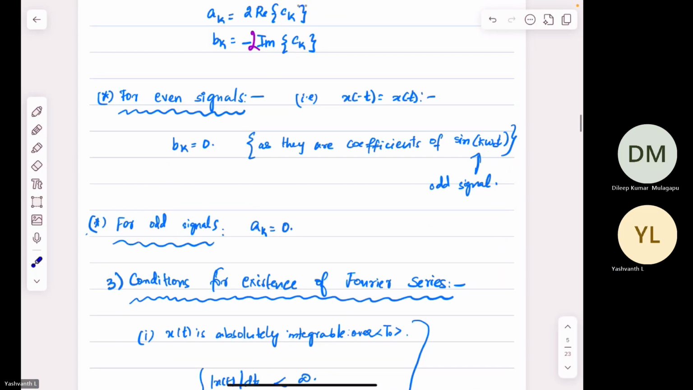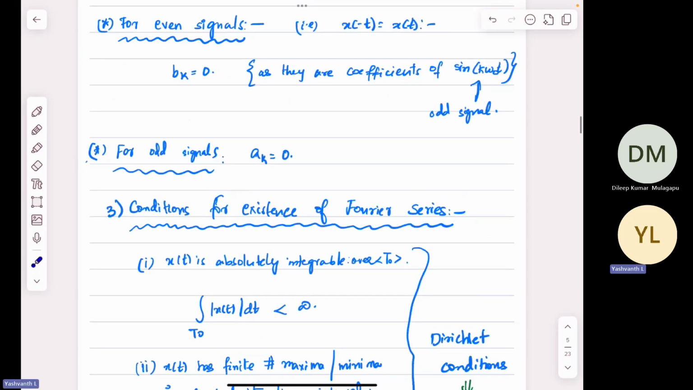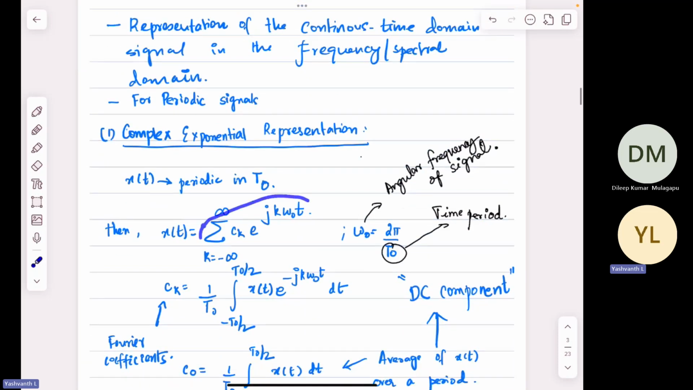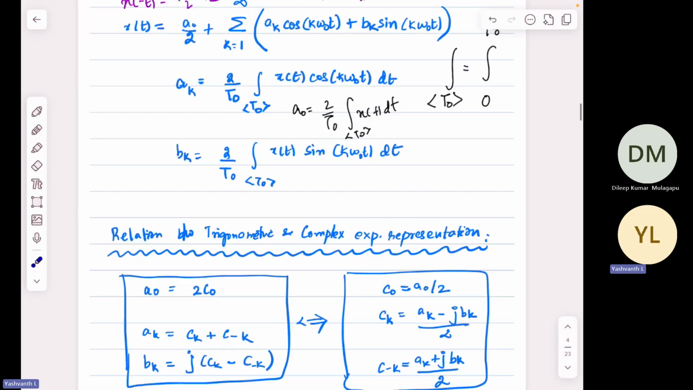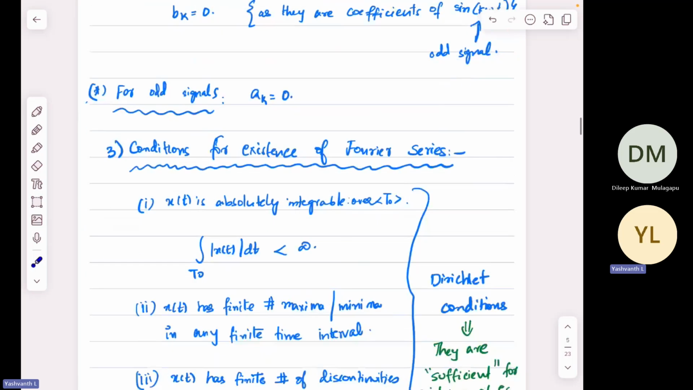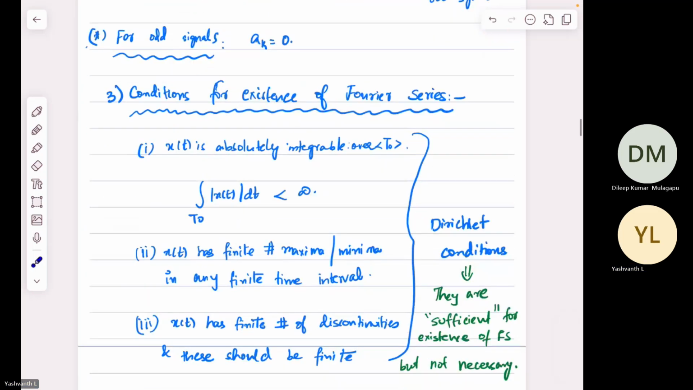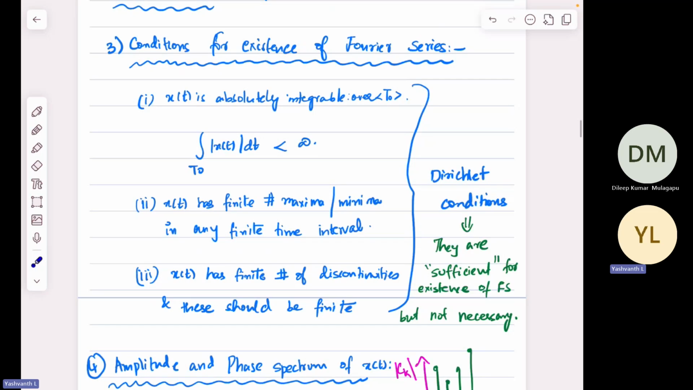Now, conditions. How is the Fourier series defined? It is basically defined as this summation here. It's an infinite summation; you're summing up infinite terms. Then what is the guarantee that this infinite sum will converge to some number? That is what is given by the conditions for the existence of the Fourier series. When will a Fourier series exist? There are some sufficient conditions, which are called the Dirichlet conditions.